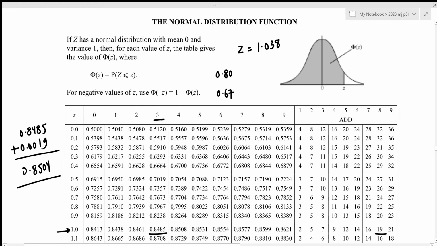Okay, so the closest one to 0.80 is 0.7995. If we add another 5 to it, that makes 0.80, right? So the corresponding Z for this one is going to be 0.8, second decimal place is 4, and third decimal place is 2. Now we repeat the same process for 0.67. It's given right here, that's exactly 0.67. So the corresponding Z value is 0.4. Second decimal place is still 4. And we do not have any third decimal place for this one. So the values of Z that we're looking for in this case are 0.44 and 0.842.